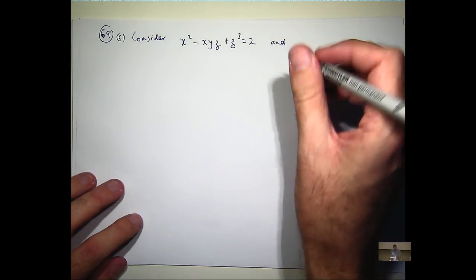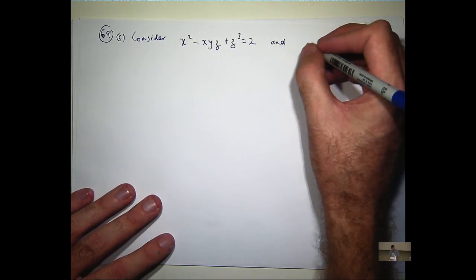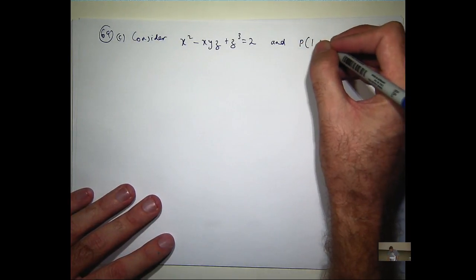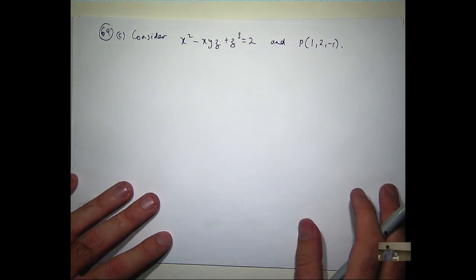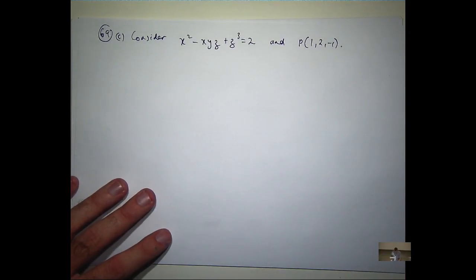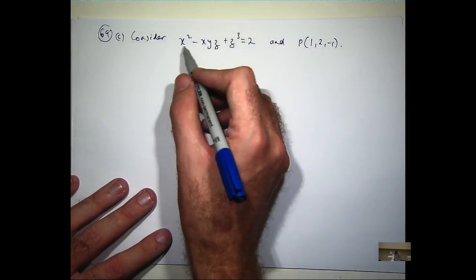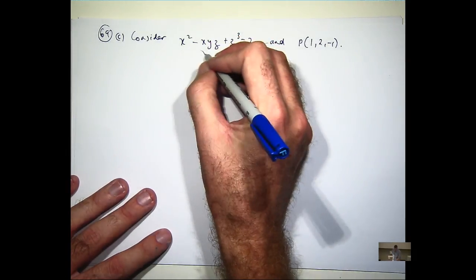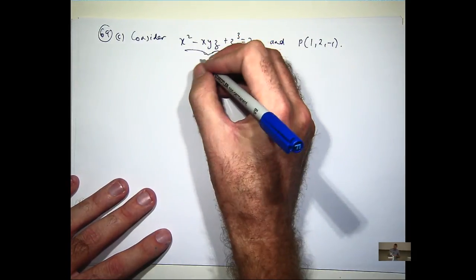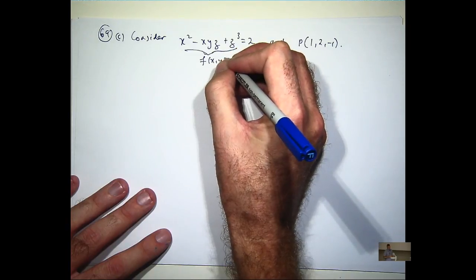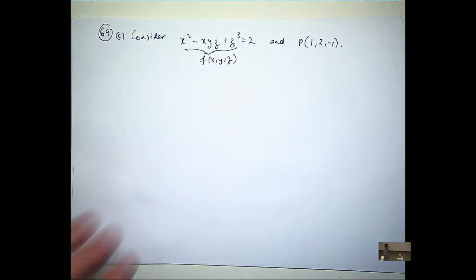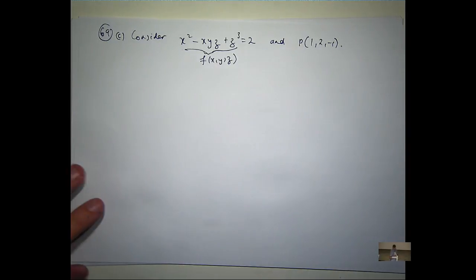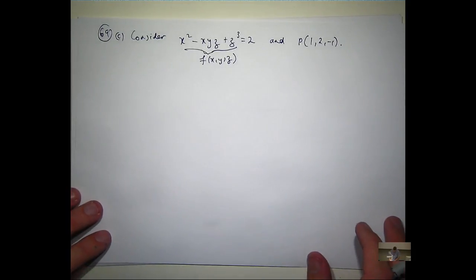And I've got a point of interest. Okay. So if I let this left-hand side just be f, then what I'm going to do is look at the gradient of f, produce a normal vector, and then look at the equation of the tangent plane.